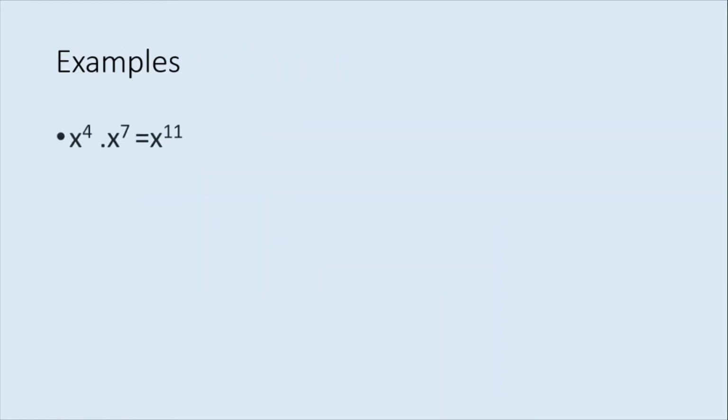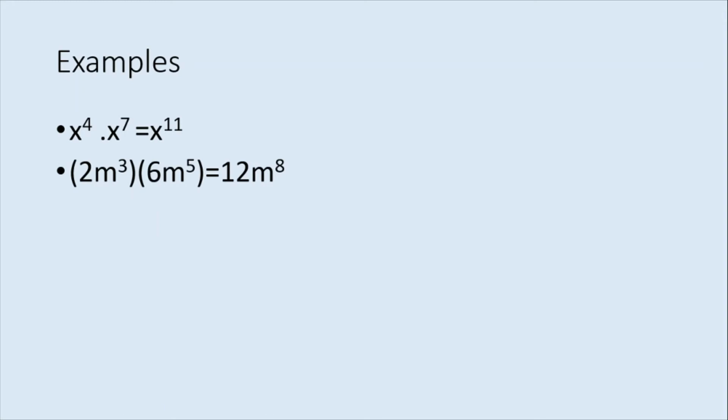Examples tayo. So, una, we have x raised to the 4 times x raised to the 7. So, add lang natin yung exponent. So, the answer is x raised to the 11 power. Next, you have 2m cubed times 6m raised to the 5th. So, 2 times 6 is 12. M raised to 3 plus 5, that is 8. So, the answer is 12m raised to the 8th power.